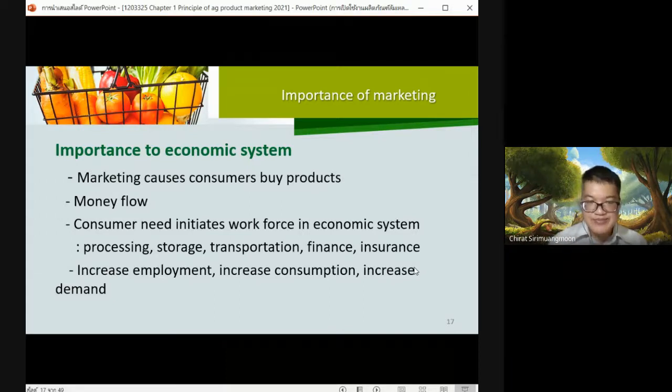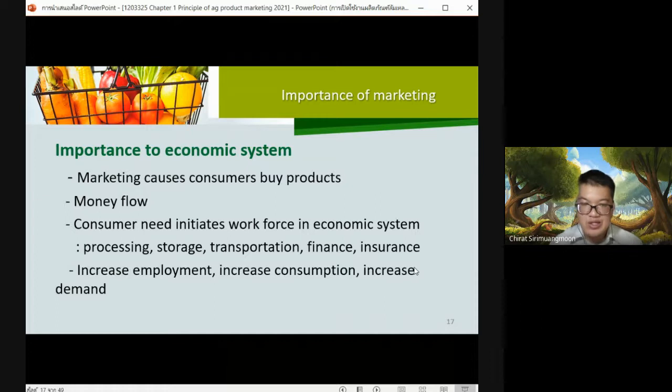Then consumer need, sorry, that process starts from the consumer need. Think about the food trend right now. We love to have food that is good for your health, or healthy food, or safe for consumption. With this need, it creates many operational systems, like it creates the economic system. It starts from processing. You need to process the healthy food.